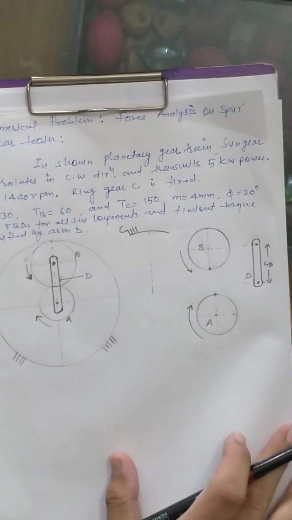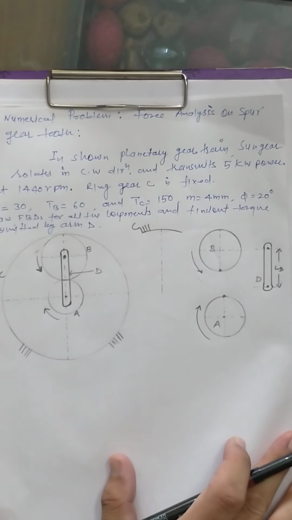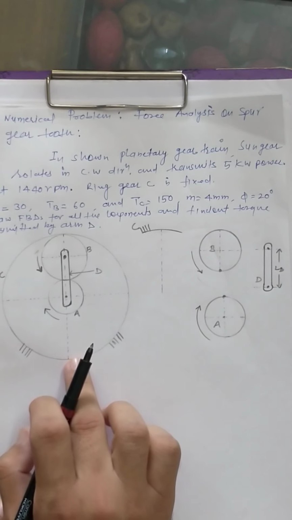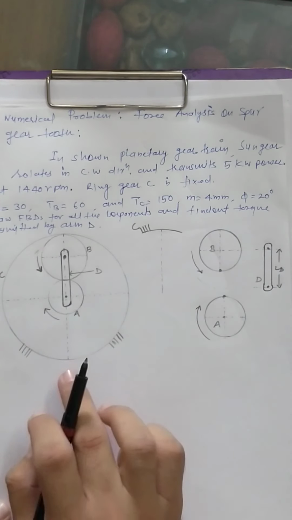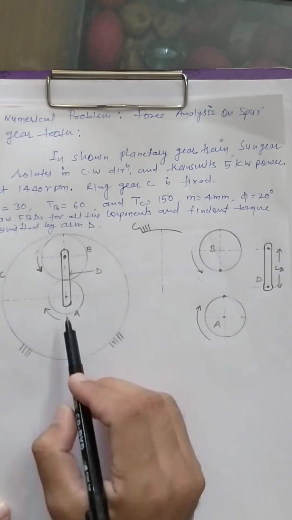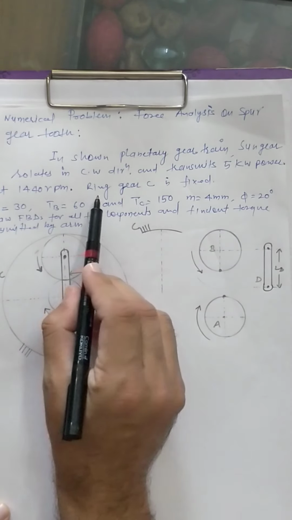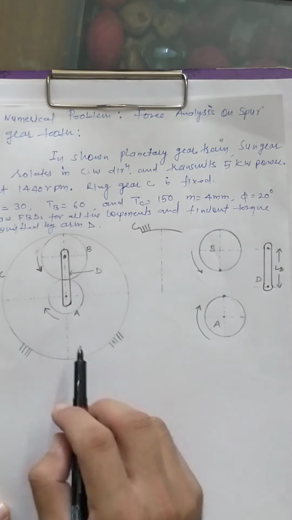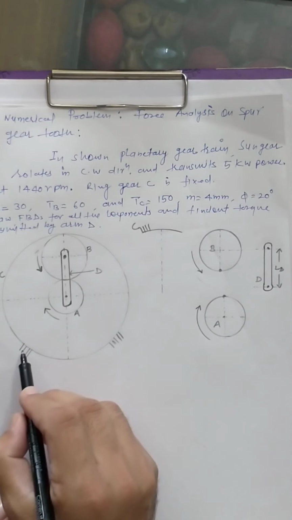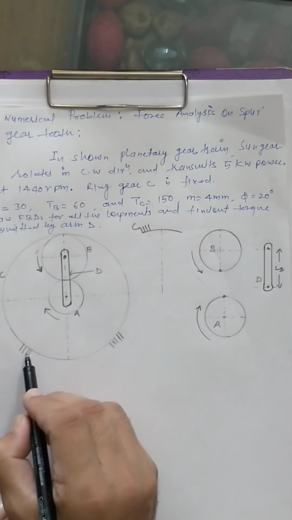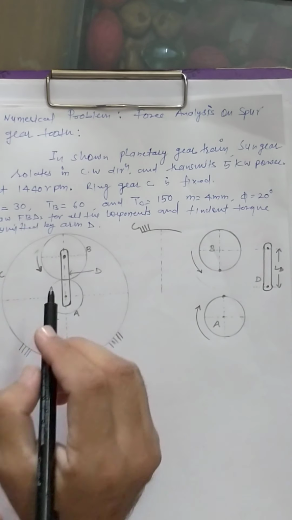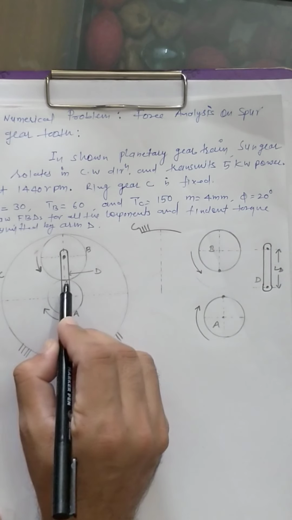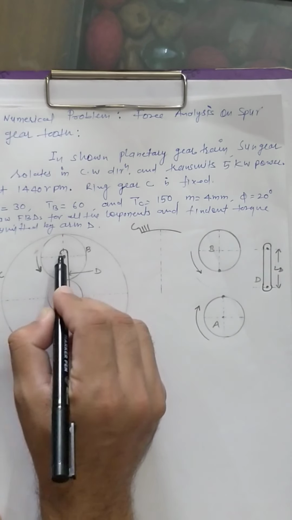So today we are going to solve one problem regarding force analysis of spur gear tooth. So here we are taking one problem of planetary gear train in which sun gear A rotates in clockwise direction and transmits 5 kilowatt power at 1440 rpm, and this ring C is fixed, and there is one gear B which is rotated by gear A, and there is one arm D.